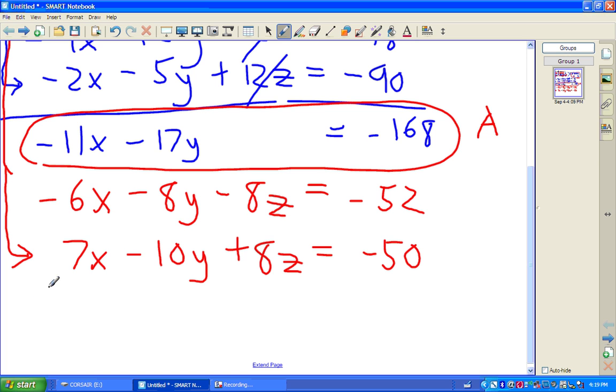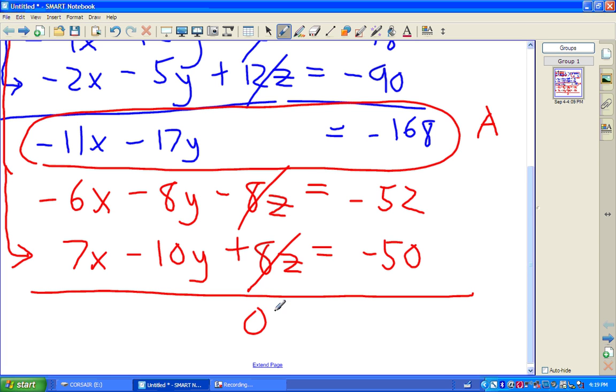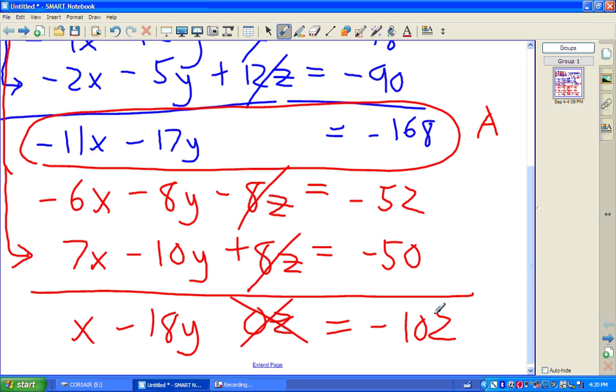Okay, so now I'm going to add these two equations, and this is what I want to happen. That gives me 0z, so those go away. Okay, that's what I want. 7x minus 6x gives me a 1x. Minus 10y minus 8y gives me a minus 18y. And a minus 52 and a minus 50 give me a minus 102. There I go. Okay, if you can follow my writing, that looks pretty good.